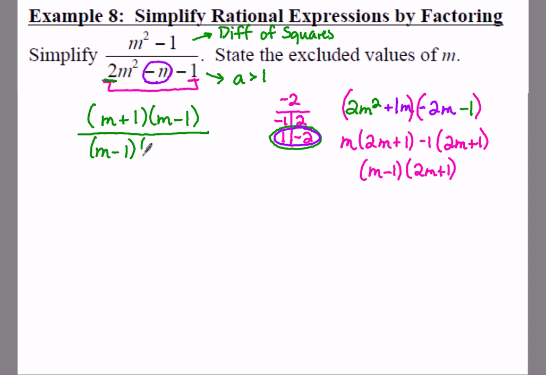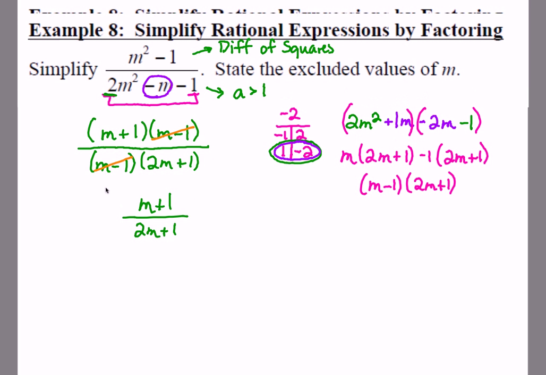And you're going to notice that you will be able to cancel a couple terms. Those would be your m minus 1s. Now don't get caught up in your canceling. Don't get excited and see this m plus 1, this 2m plus 1, and cancel your m plus 1, that m plus 1, and just leave your 2. That's not possible. So your final answer just ends up being m plus 1 over 2m plus 1. And now you're done.